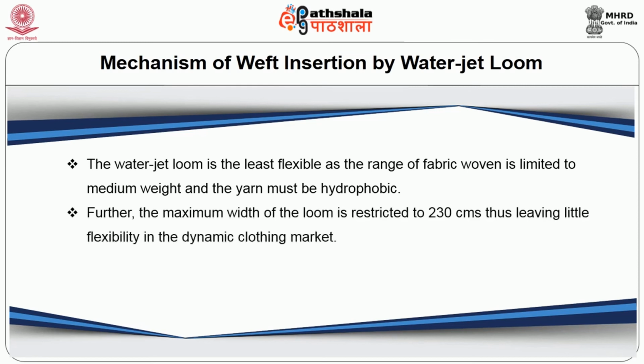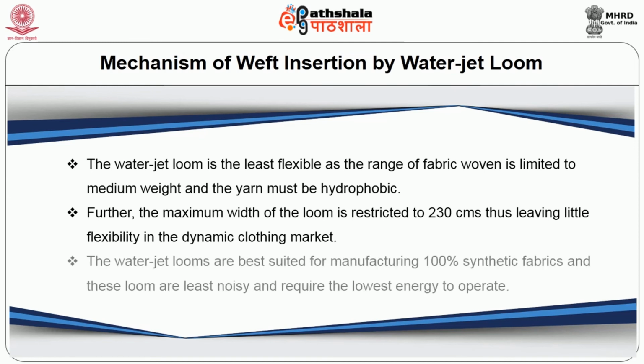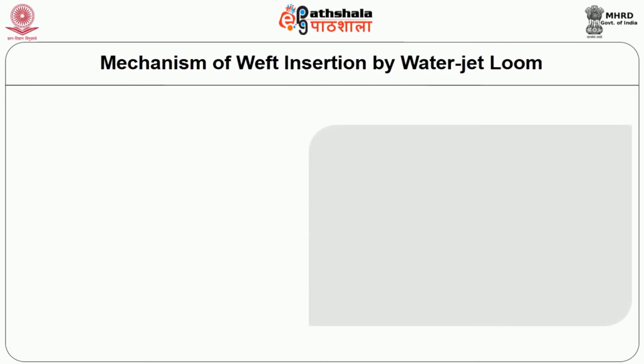Further, the maximum width of the loom is restricted to 230 centimeters, thus leaving little flexibility in the dynamic clothing market. However, the water jet looms are best suited for manufacturing 100% synthetic fabrics, and these looms are least noisy and require the lowest energy to operate.